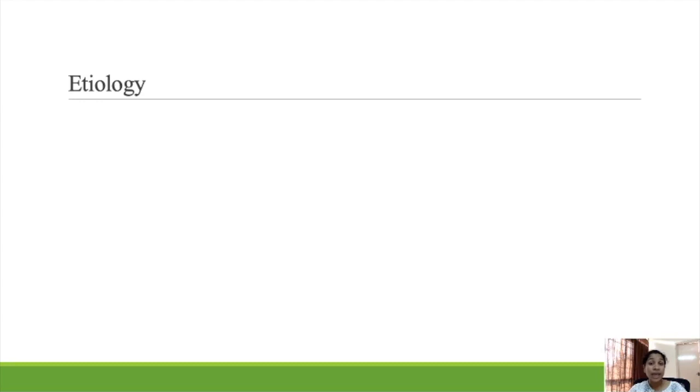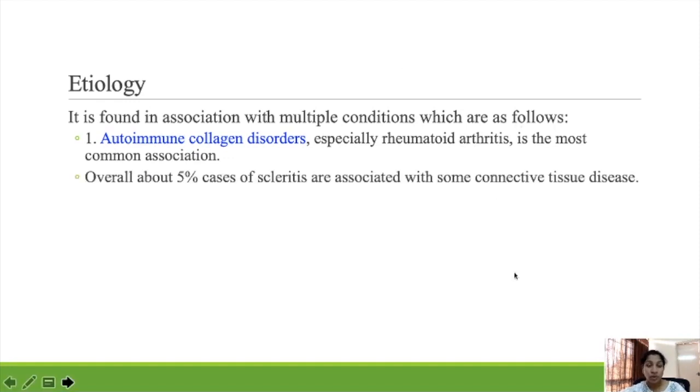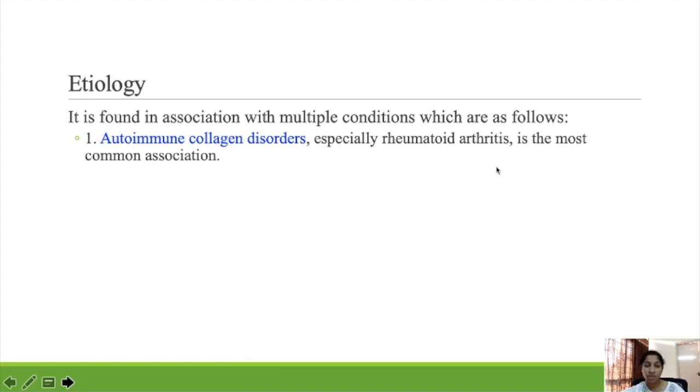Next, we will go through the etiology, the causes of scleritis. It is mostly associated with multiple conditions. First one is autoimmune collagen disorders. Scleritis occurs along with autoimmune collagen disorders like rheumatoid arthritis. This is the most common cause. Overall, 5% of cases of scleritis are associated with connective tissue diseases like rheumatoid arthritis, systemic lupus erythematosus, and similar conditions.